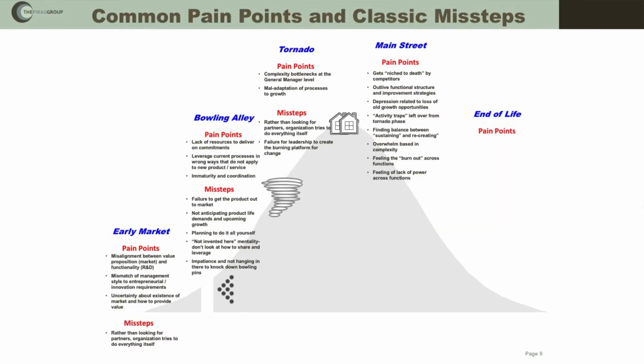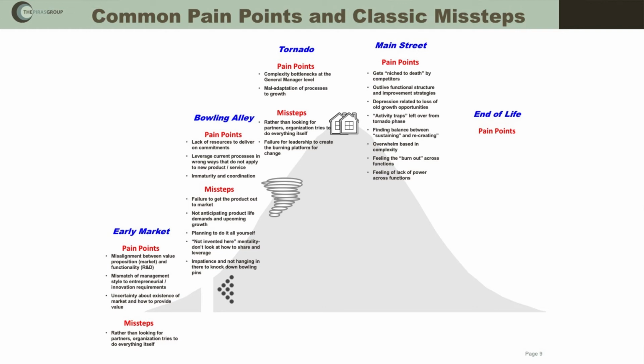Also, as the margins get tighter, greater efficiencies need to be found, and often there is a lot of activity trapped around the complex processes that you've created to get you through that tornado phase. You know, because at that point, dollars really didn't matter. You were making so much money, you could just throw money at these problems and challenges, and now they're going to have to be reinvented, tuned for greater efficiency, okay?